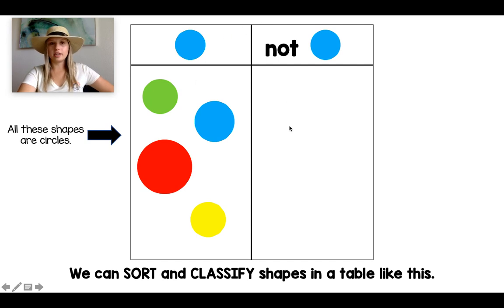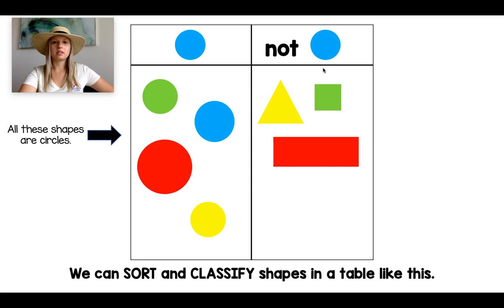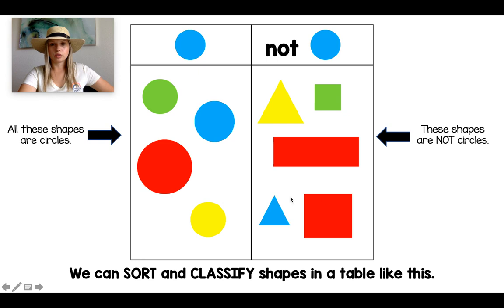Let's take a look at this side of the table where we have not circle. This is a triangle. Is that a circle? No, because if this was a circle, it'd go on this side, but it's a triangle, so it goes on the not circle side. What about this? Not a circle, that's a square. Not a circle, that's a rectangle. Not a circle, that's a triangle. Not a circle, that's a square. All of those shapes are not circles. If they were circles, they would go on this side, but they're not, so they go on this side.